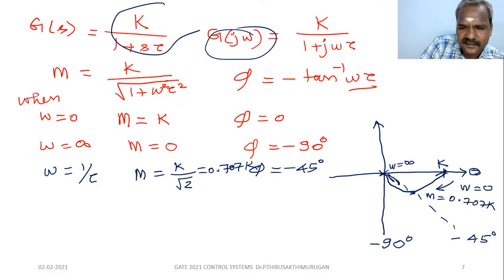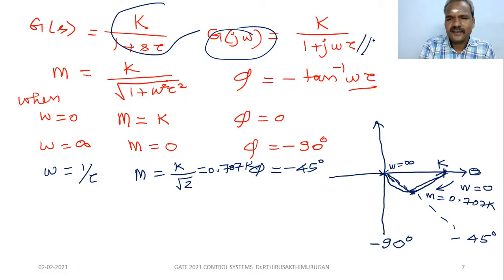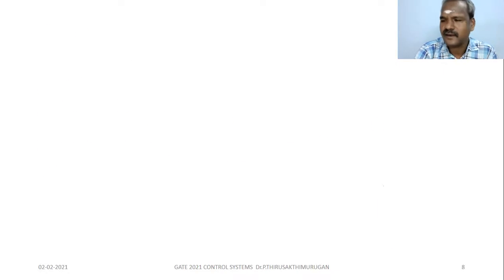This magnitude is inside a right angle triangle, 90 degrees, so it must be a semicircle. For this transfer function, a type 0 first order system, the shape of the polar plot is a semicircle. Understand or not?